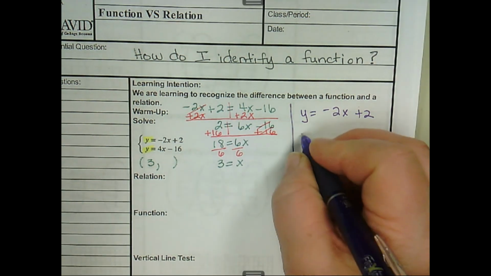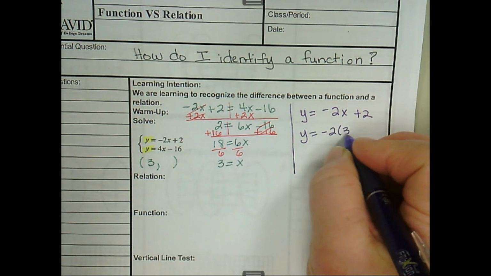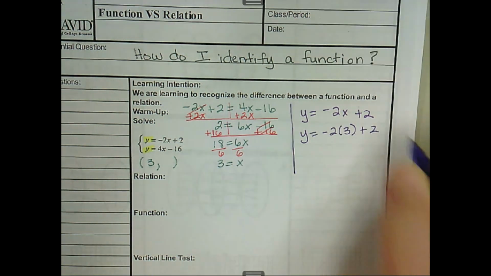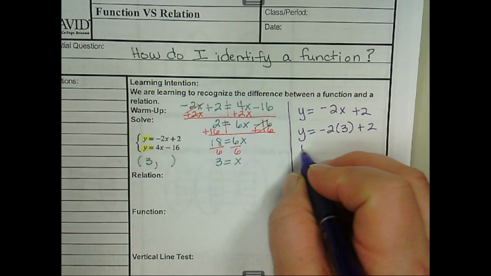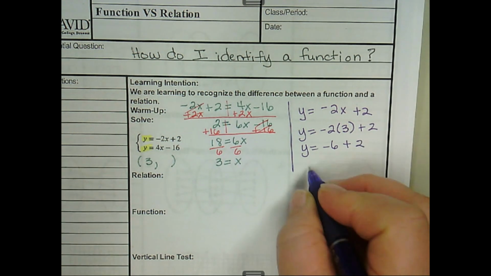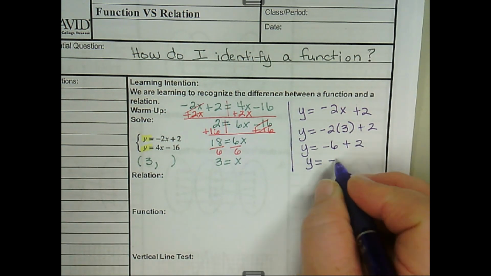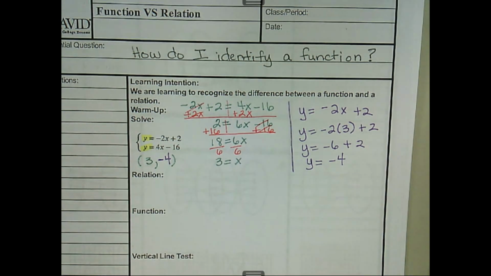Substitute 3 in for x. Y is equal to negative 2 times 3 plus 2. Solve. Y is equal to negative 6 plus 2. Y is equal to negative 4. So their point of intersection, these two intersect at a single point. That is the point (3, -4).